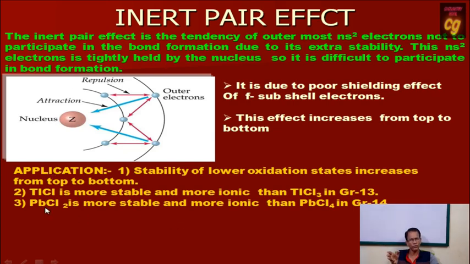Another application: thallium chloride is ionic but thallium trichloride is covalent. Similarly, PbCl2 is ionic, PbCl4 is covalent. This is due to the inert pair effect.